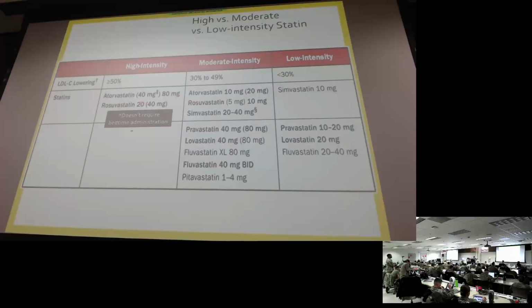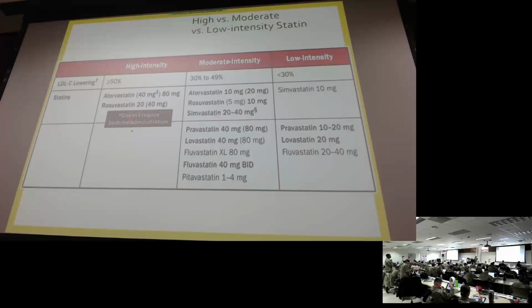Rosuvastatin, you see it also in both, right? But here it's 5 to 10. Again, double it, 20 to 40 is my high intensity, okay? So these are your high intensity. These are the ones that you're going to use a lot.